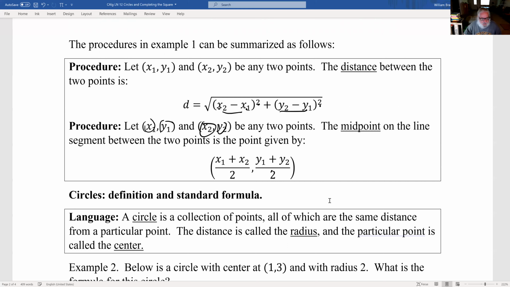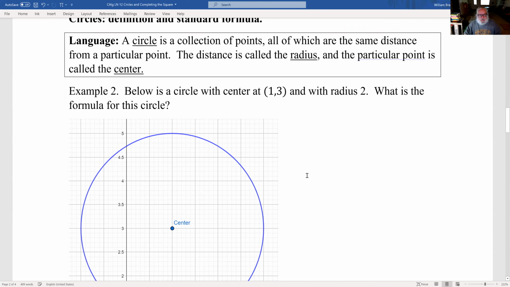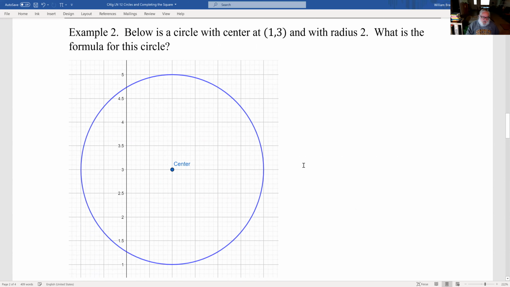Okay, so circles. A circle is a collection of points, all of which are the same distance from a particular point. The distance is called the radius, and the particular point is called the center. So here's a circle with center at 1, 3. And the radius is 2, and that should be an R.